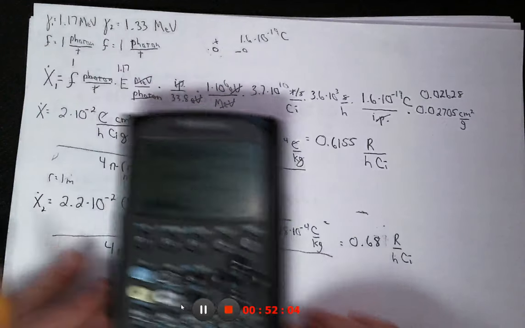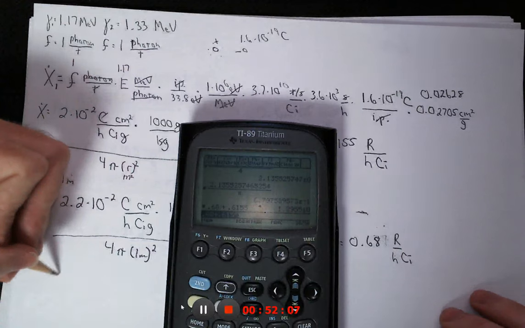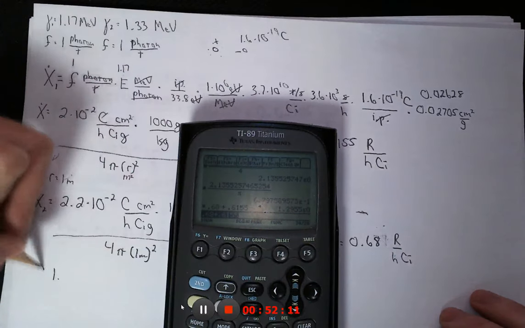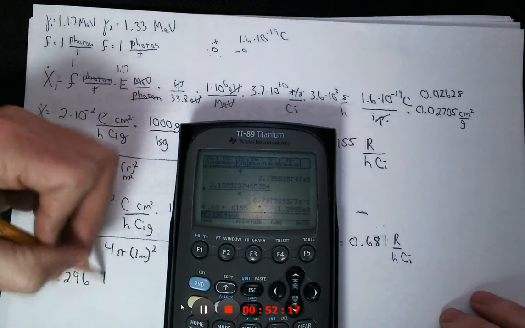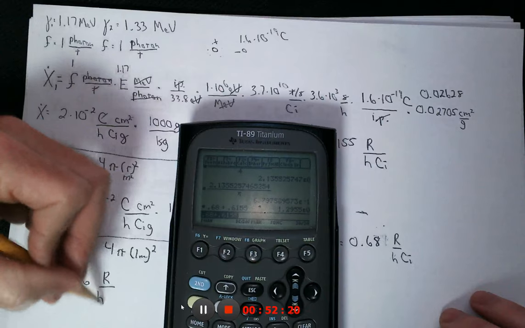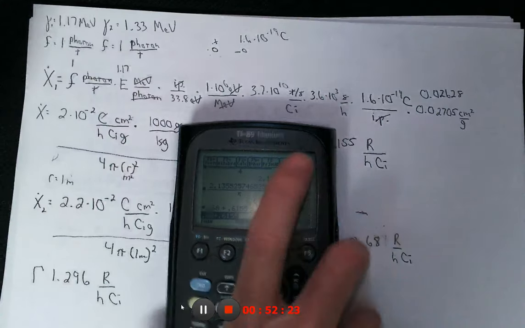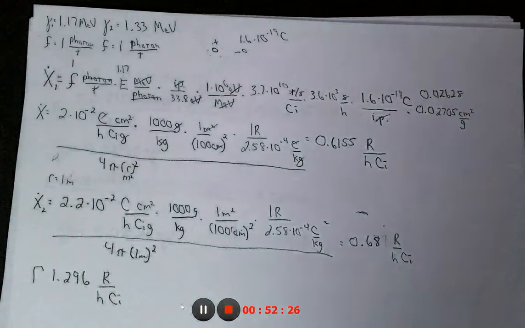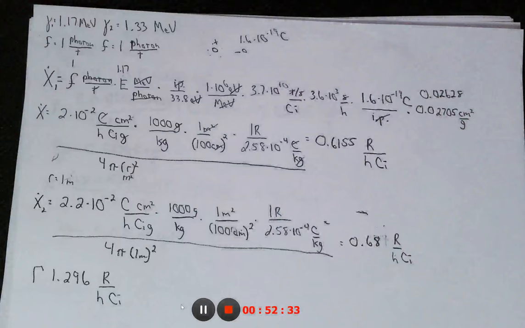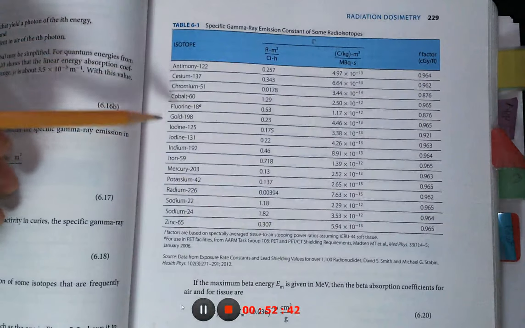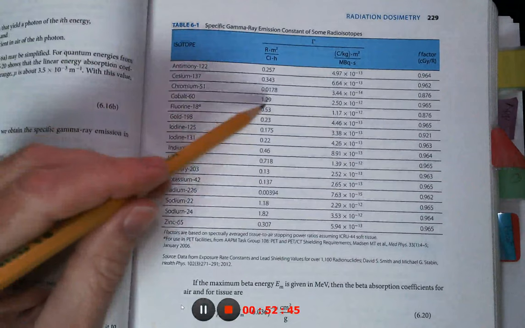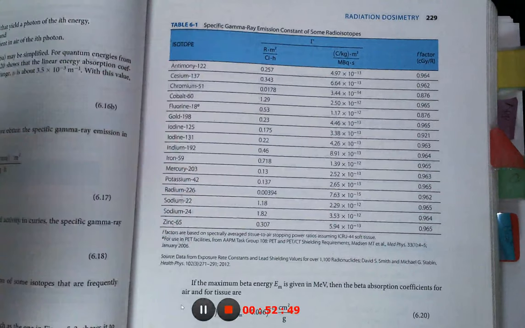And your total gamma constant would be 1.296 per hour per curie. Okay, which if you look at Dr. Tom Johnson's book, it's pretty much exactly that. Here, I'll actually show you. Here we have cobalt 60, and here is the gamma constant for it, 1.29.